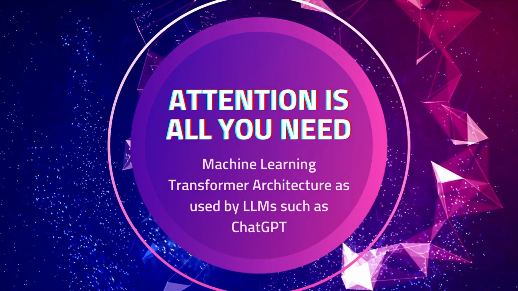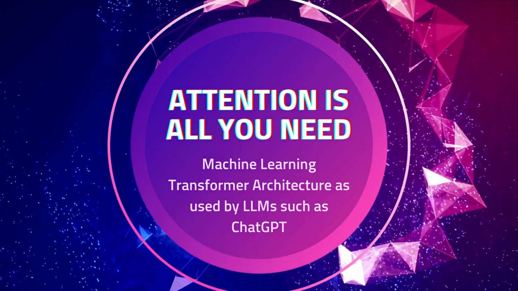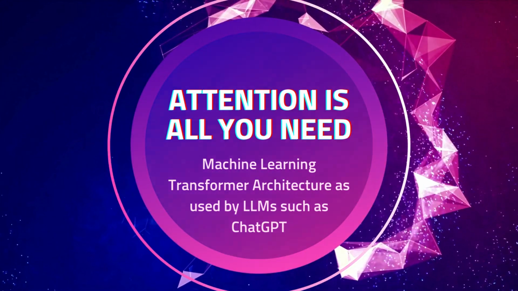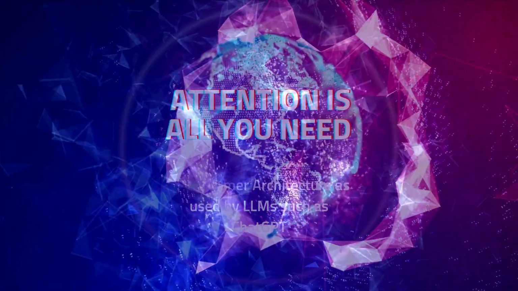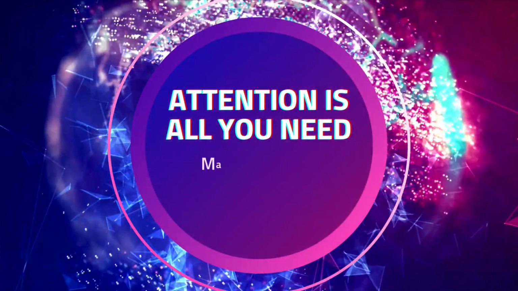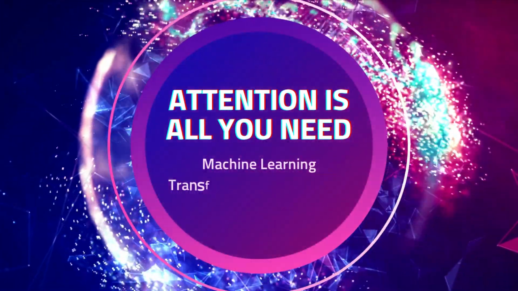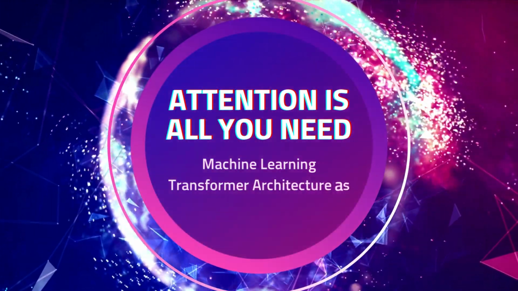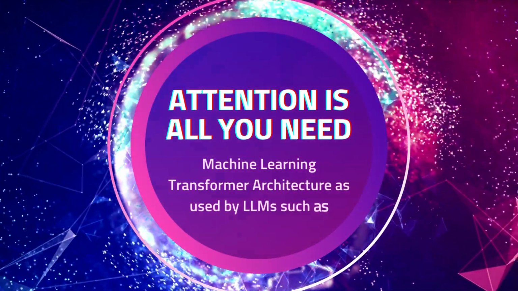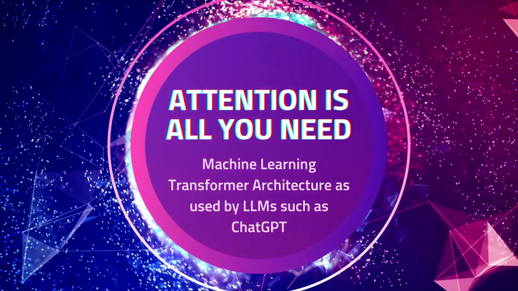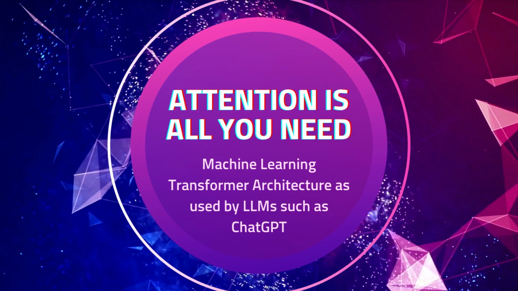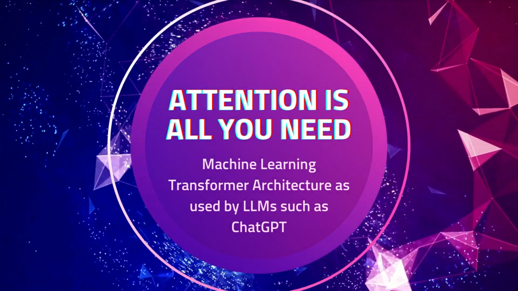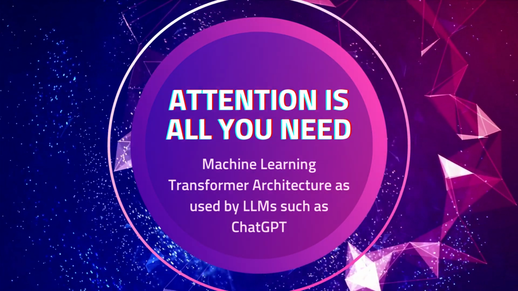But how does the decoder know what order to put the words in? That's a good question. So the transformer uses something called positional encoding. And this basically adds information about the position of each word in the sentence. So it's like giving each word a little tag that says, I'm the first word, I'm the second word, I'm the third word. Exactly. And that way, the model knows the order of the words, even though it's processing them all at once. So that's how the transformer is able to kind of have its cake and eat it too.